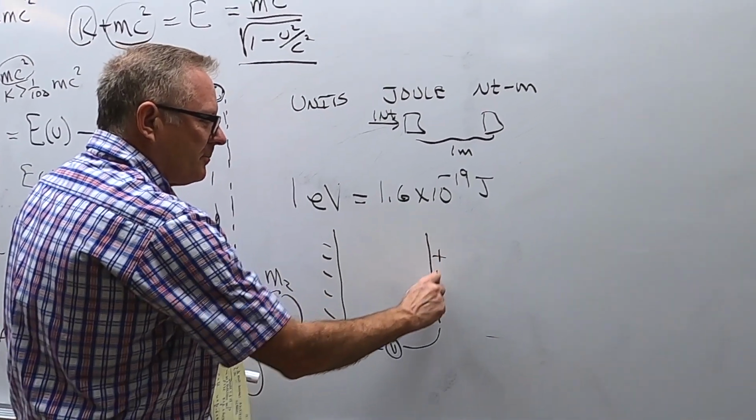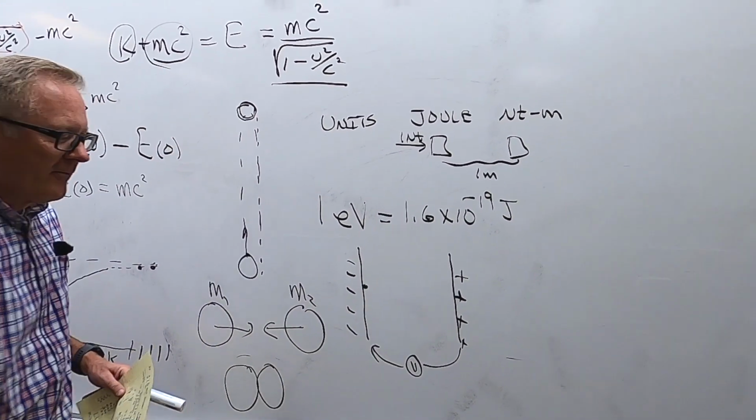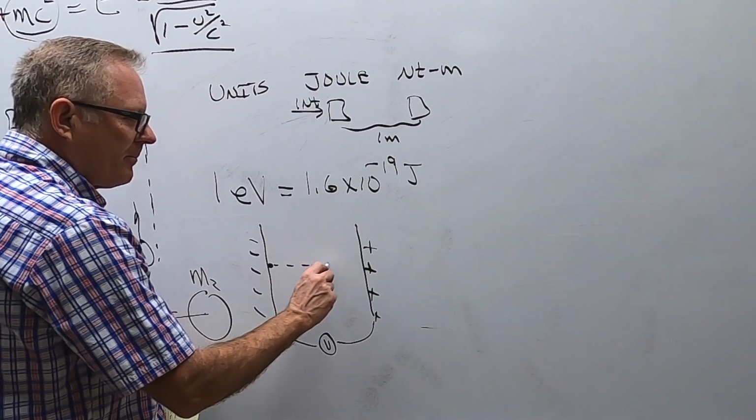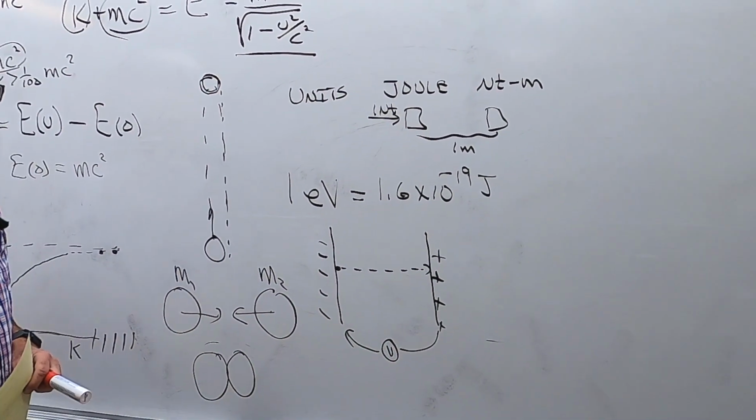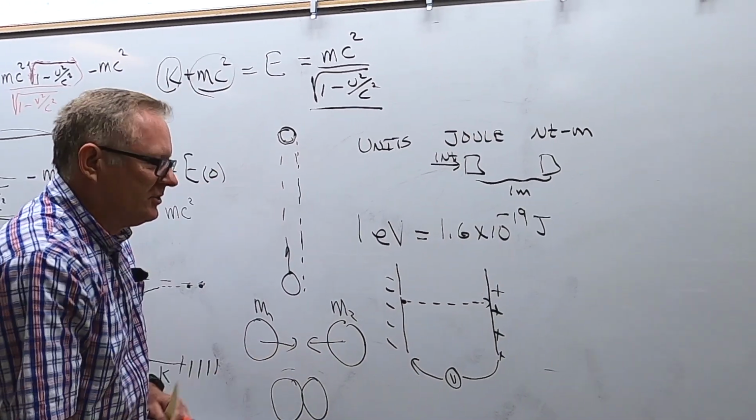And this is the plus plate. If we have an electron right there, he doesn't want to hang out. If I put him right there, what's he going to do? He's going to zip across over to this side. So what's pushing him? The electric field's pushing, rather than, say, my hand pushing it right here.